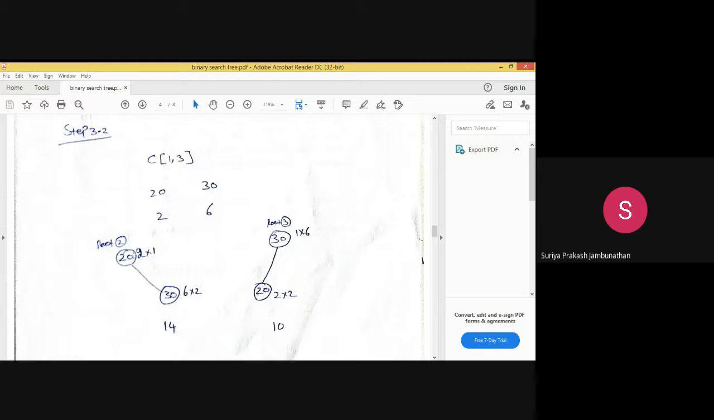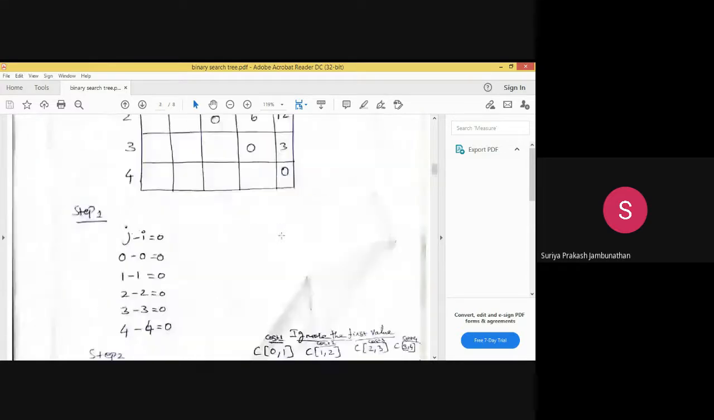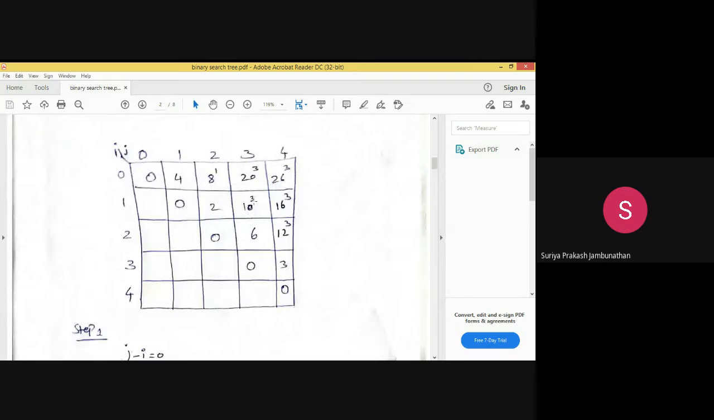So for 20 the root node is 2, for 30 the root node is 3. So here the least one is 10. So 10 power 3 we are applying for 1 comma 3. In the place of 1 comma 3 in the table, we are applying the least value 10. The root is 3, so 10 power 3 we are putting in the place of 1 comma 3. So 1 comma 3, i value is 1 and j value is 3, we are putting 10 power 3.